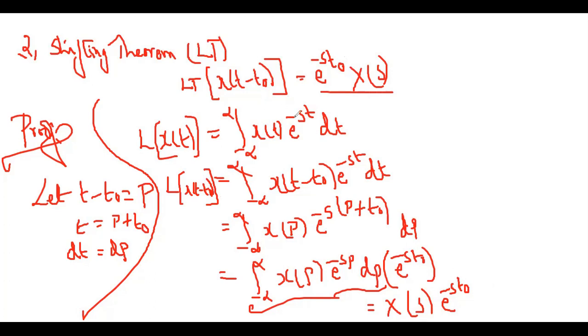Similar to the time shift property we learned in the Fourier transformation. What is the Fourier transformation? The Fourier transformation of x of t minus t naught is e power minus j omega into t naught X of omega. Instead of j omega, here it is s only. Okay, the change of omega to the s value becomes the Laplace transformation.